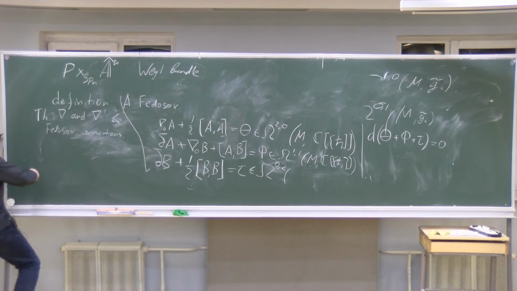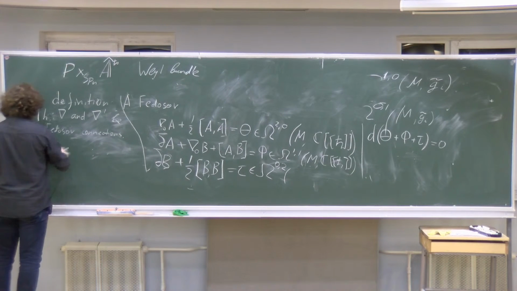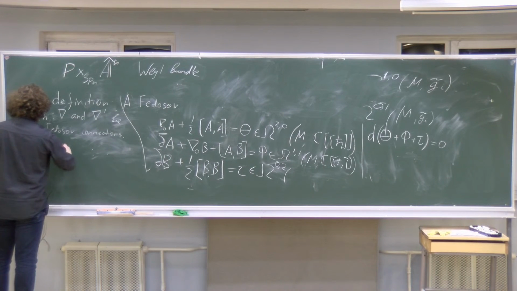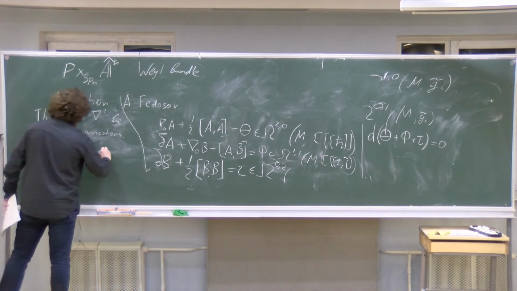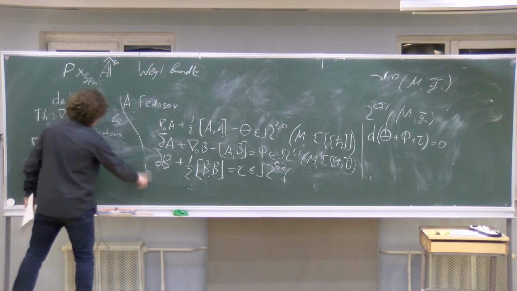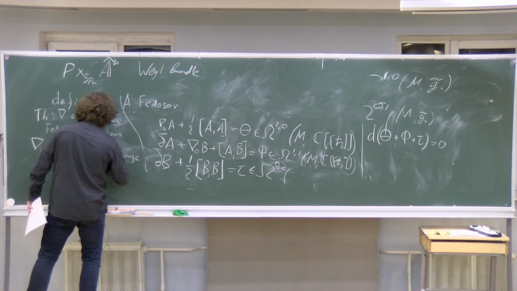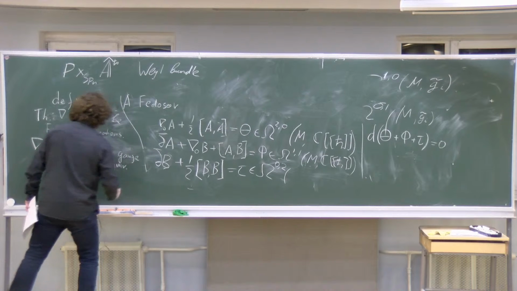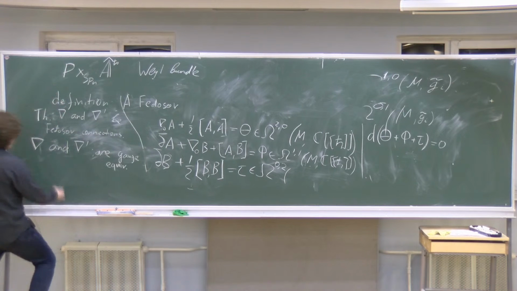So in the smooth case, in the real case, if nabla and nabla prime are gauge equivalent if and only if the curvature classes coincide, of course. So what is the curvature class? If you could explain it.